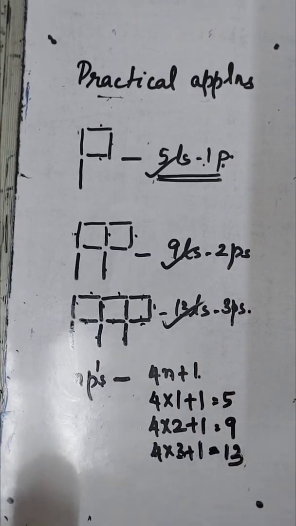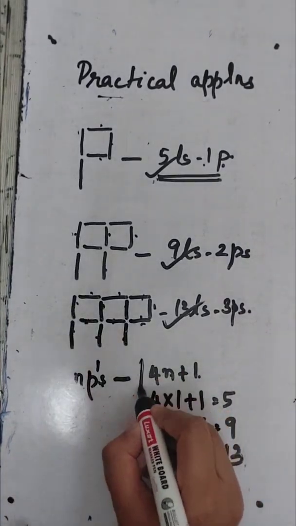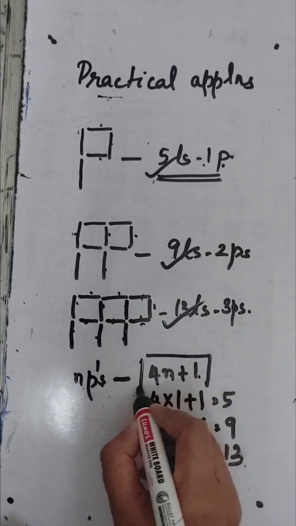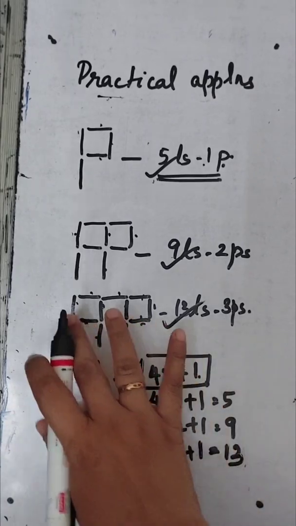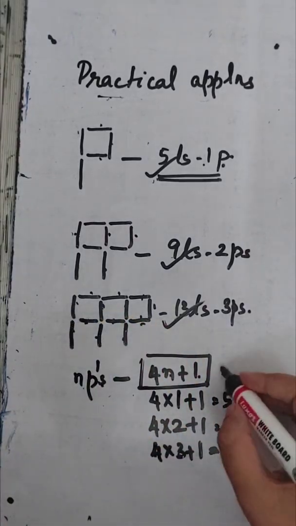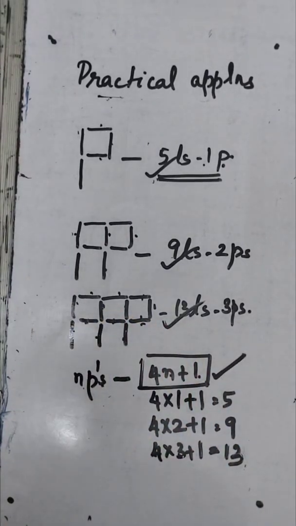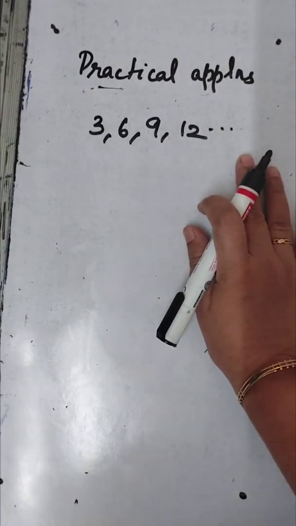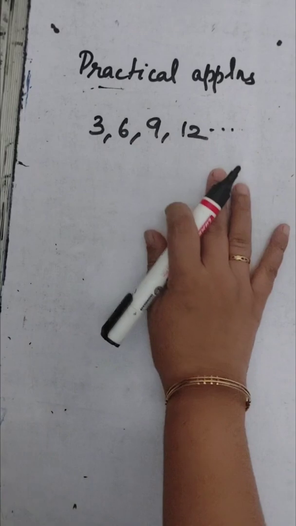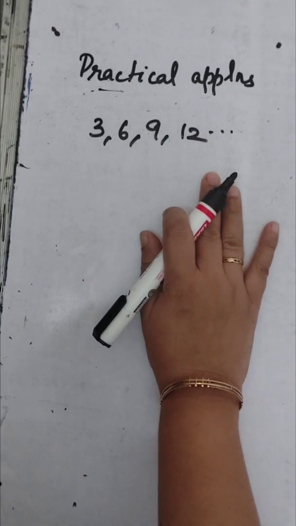Did you all understand? So this 4n plus 1 is the formula for finding out the number of line segments required for making np's. Correct. So this 4n plus 1 is also an algebraic expression. So just like geometrical pattern, we can also form number patterns using algebraic expression.